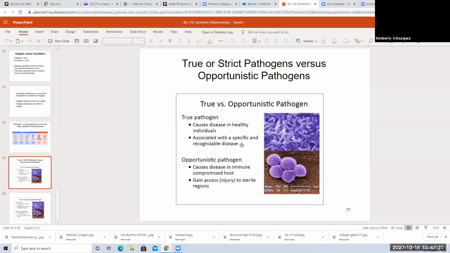But some pathogens only cause disease in an individual that is immunocompromised or has some other illness that has made them prone to other pathogens. And those are called opportunistic. So those organisms gain access usually due to some type of injury, or the person is immunocompromised. And now this pathogen that wouldn't otherwise harm them becomes harmful because it has the opportunity to do so.